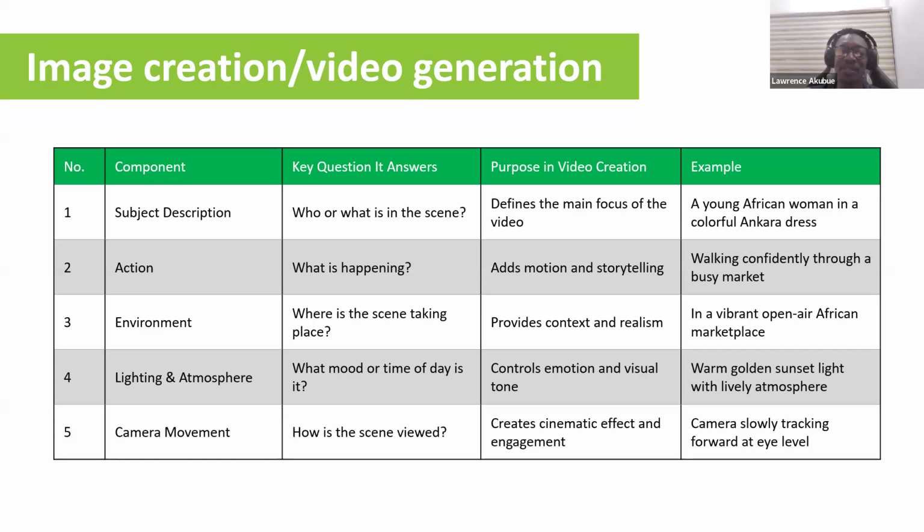You need to now describe the environment. Busy market alone is equally environment, but you might have to drill down. Where is the scene taking place? Provide a context and reality, in a vibrant, open air African marketplace. So you might remove walking through, and say a vibrant open air African market, something like that.